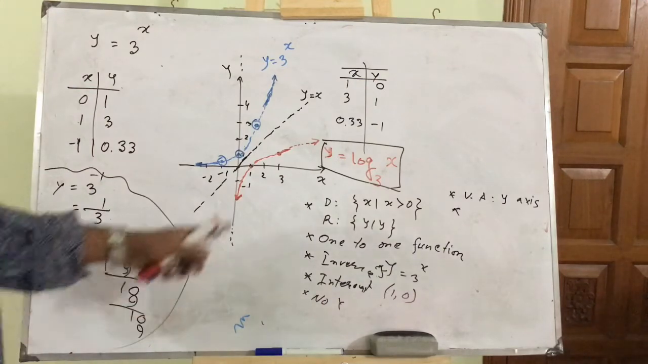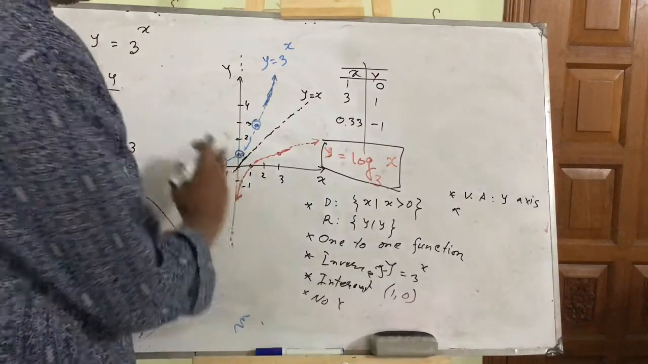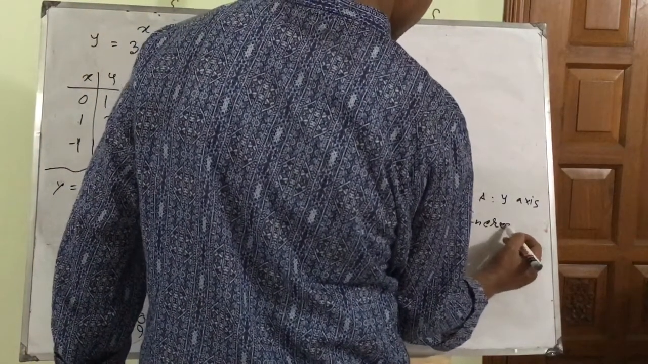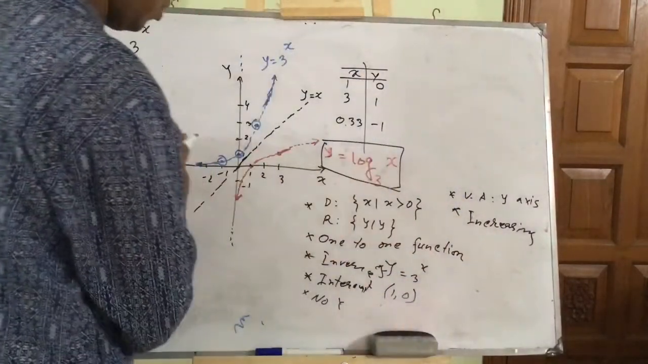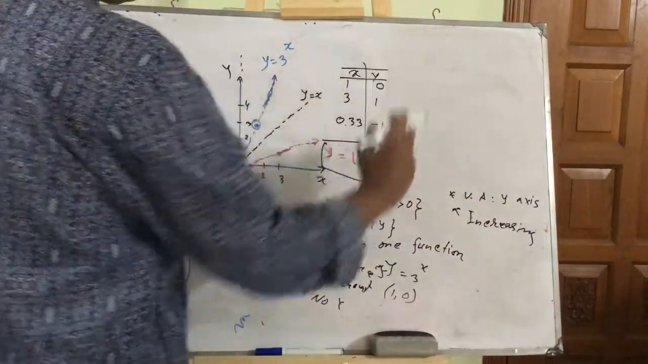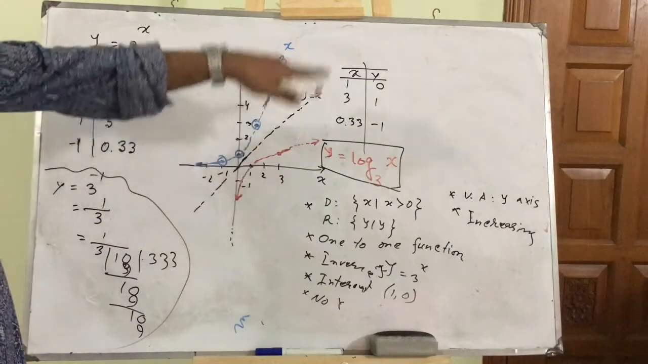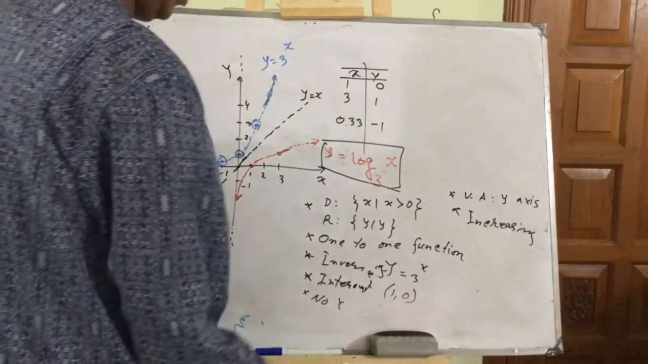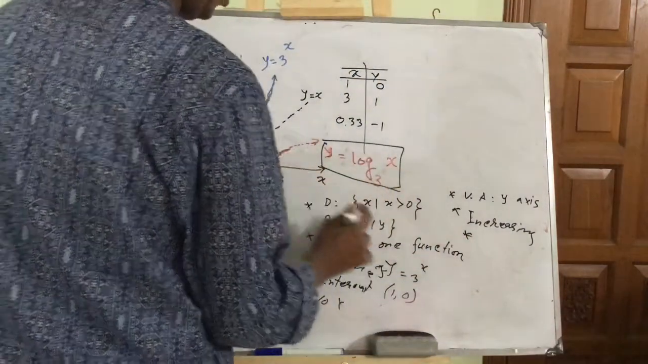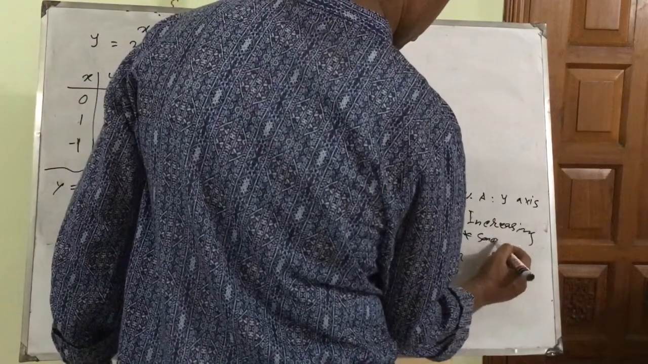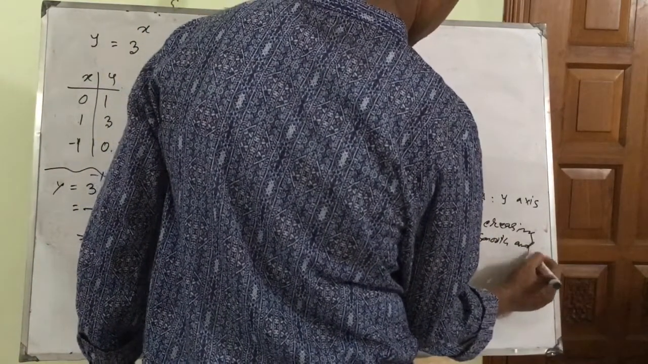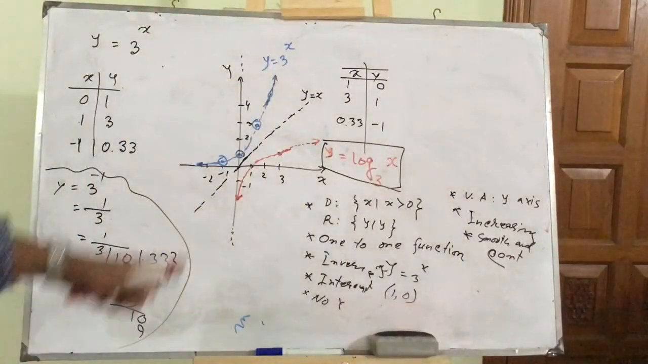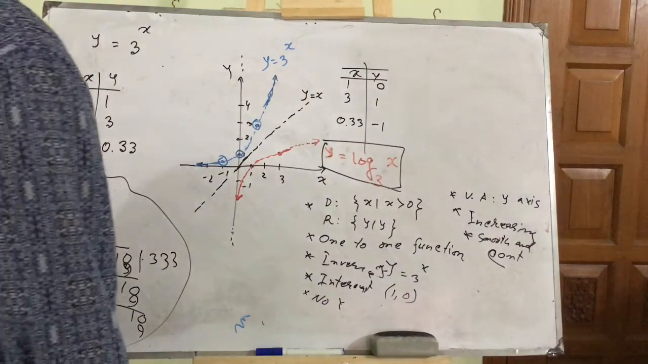Is it increasing or decreasing? This is an increasing function. If you go from left to right, all the values are going up. This is an increasing graph. Another thing is that this graph is smooth and continuous.